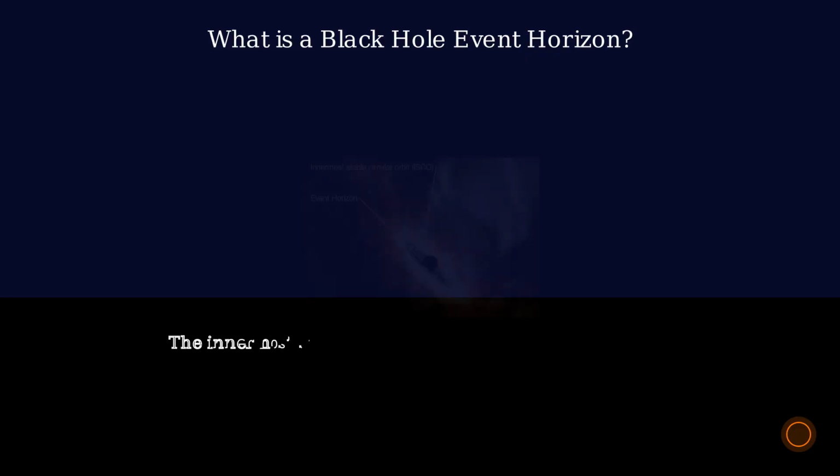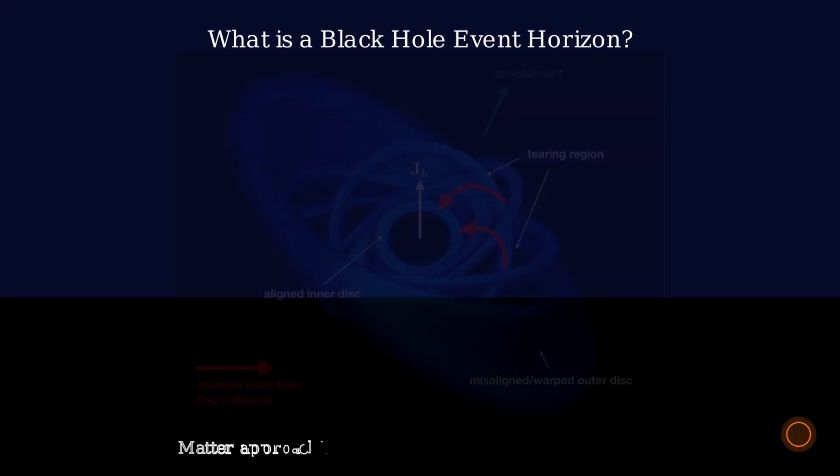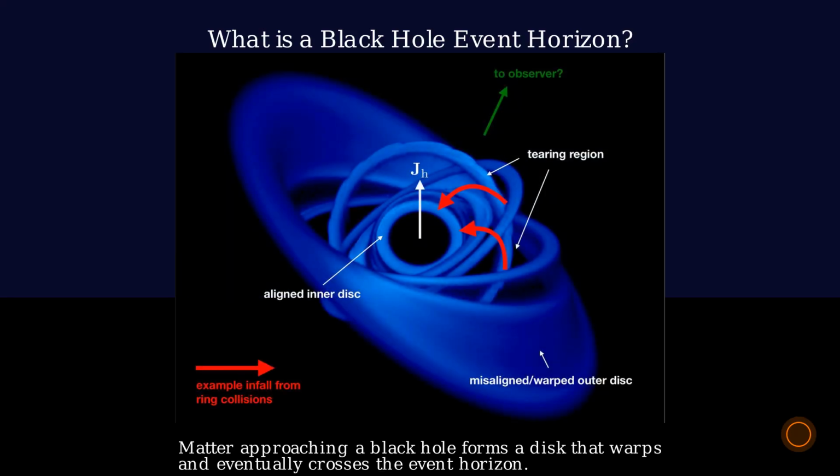Around a black hole, there's an innermost stable circular orbit. Beyond this point, matter inevitably falls toward the event horizon. As matter approaches a black hole, it forms an accretion disk that warps with the distorted spacetime. Eventually, some of this matter crosses the event horizon and can never escape.